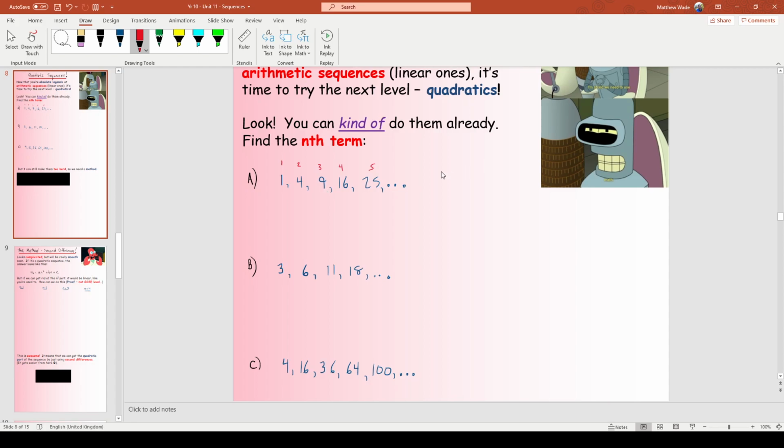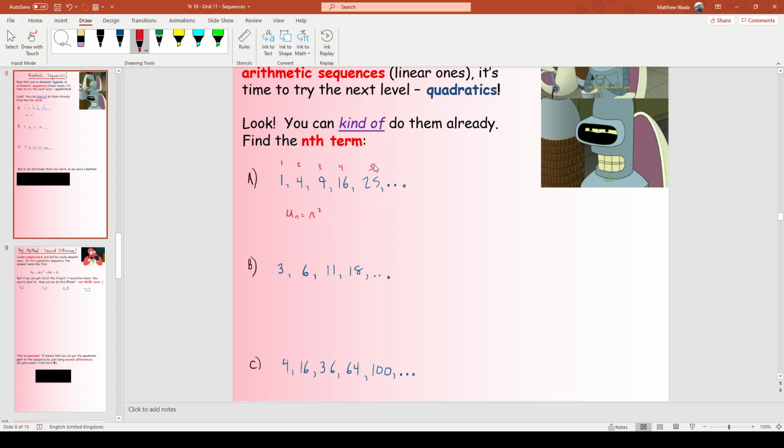It's not adding the same thing on each time, because this would be +3, and then +5, and then +7, so that's not the rule. So what's the rule that links the red to the blue? If you said squared, you're absolutely right. So the nth term on this one is u_n = n squared. Whatever number you're on, you just square it, and that gives you the value in the sequence.